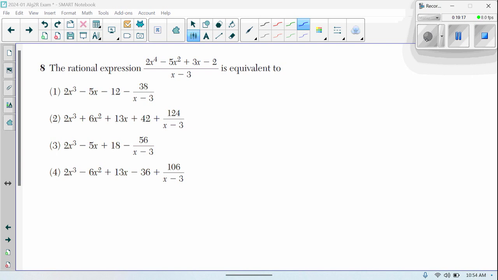Oh, I love dividing. I love dividing two polynomials. It's like doing a Sudoku. Like I like solving puzzles and riddles. It's just cool to me. And this is cool to me.